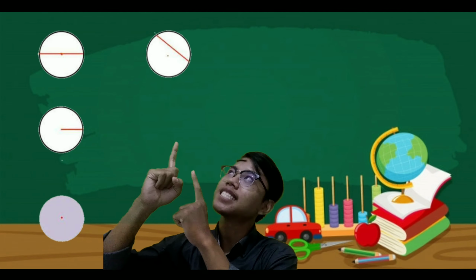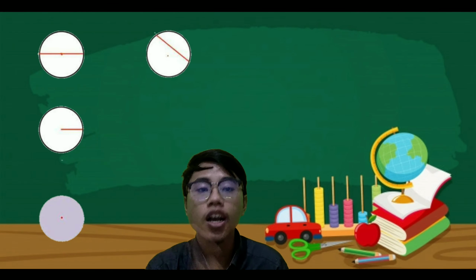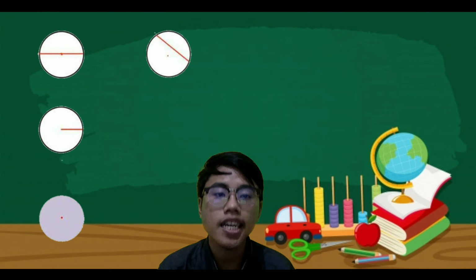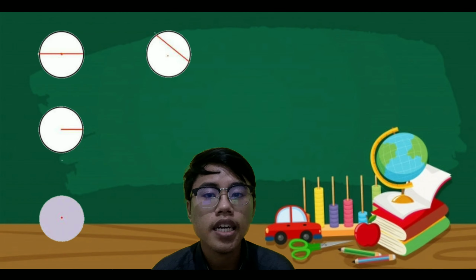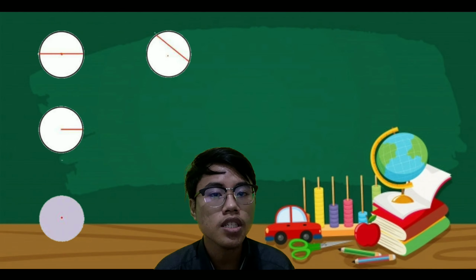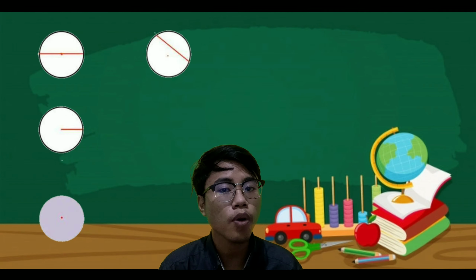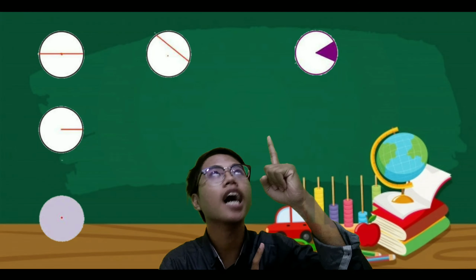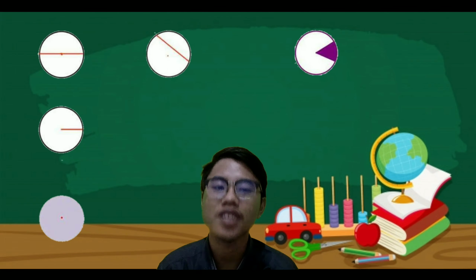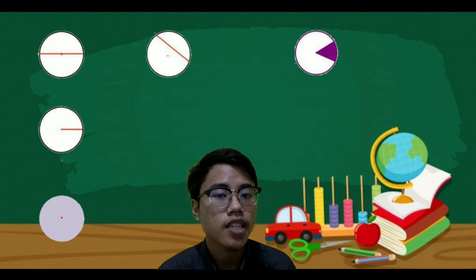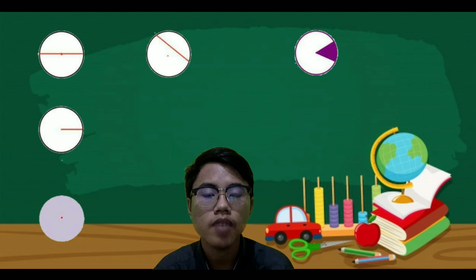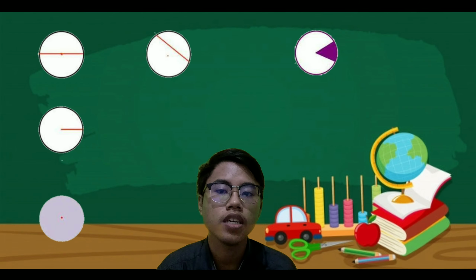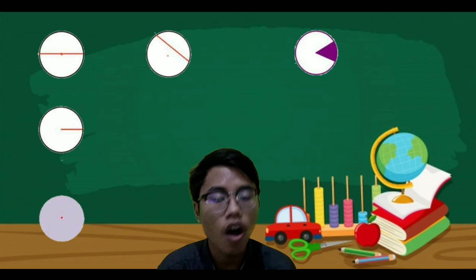Next, it is a chord. A chord is a line segment linking any 2 points on the circle. The diameter is the special type of chord that goes through the center point of the circle. And this is a sector of a circle. A sector of a circle is a region bounded by 2 radii and an arc of the circle.